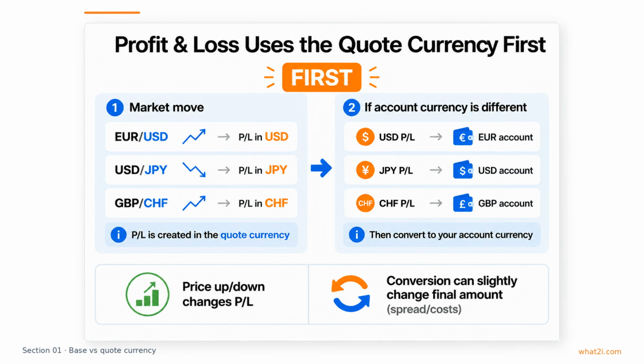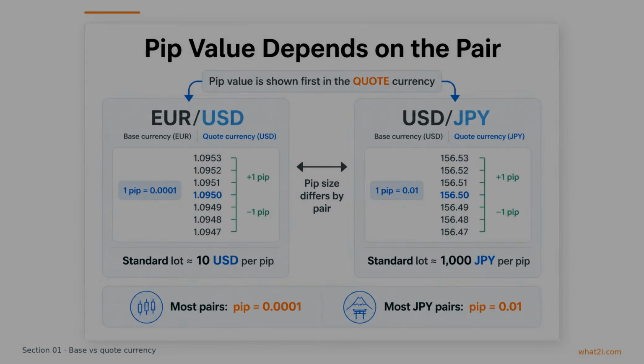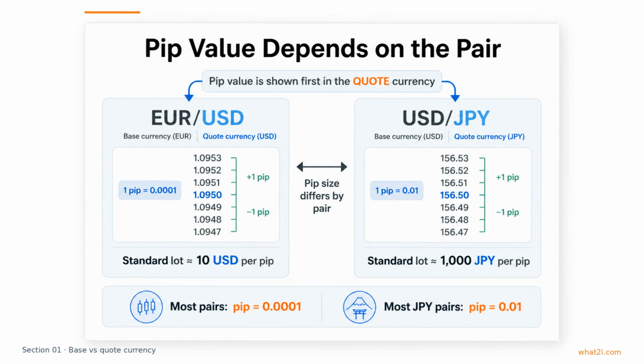If your trading account is held in a different currency, your broker will then convert that result. That means the pair itself determines the first profit and loss currency, and your account currency determines whether a second conversion is needed. This is an important detail because it affects how results appear on your platform. A pip is the standard unit of price movement, but its value depends on the pair you trade.